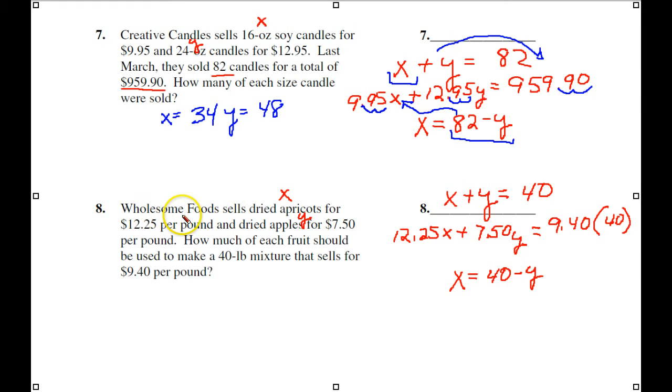Number 8 is very, very similar. We have dried apricots that sell for this, that I'm going to classify as X. Dried apples that sell for this, that I'll classify as Y. And you want to make a mixture that is 40 pounds. So X plus Y equals 40. This is what the X cost. This is what the Y cost. And you want to make a mixture that costs this, and it's 40 pounds. There are your two equations. And again, get rid of the decimals.